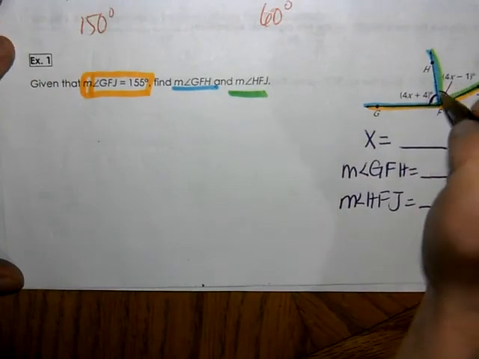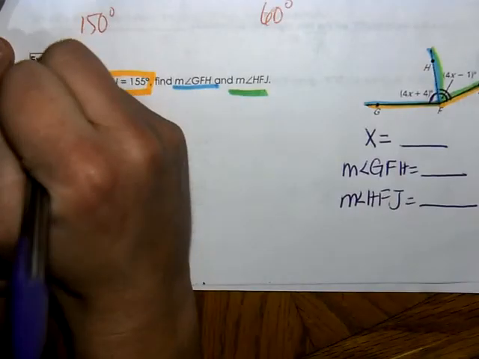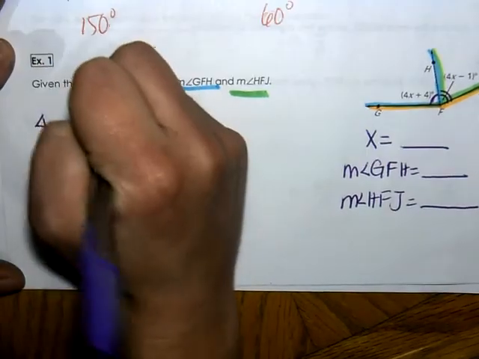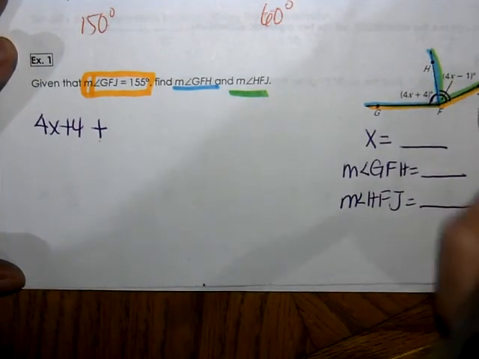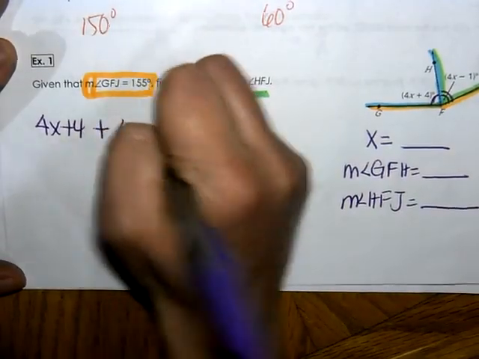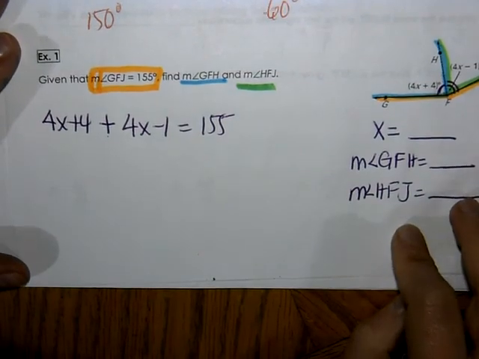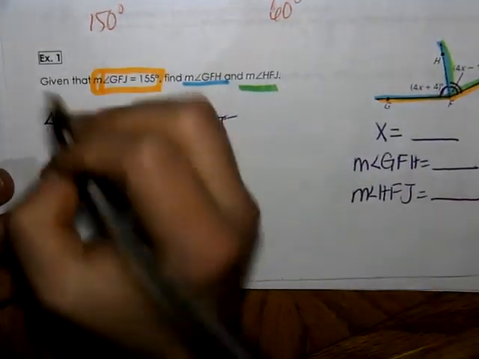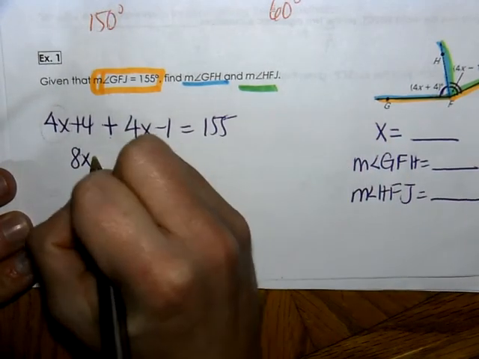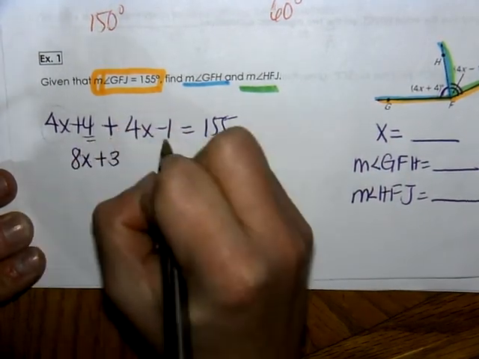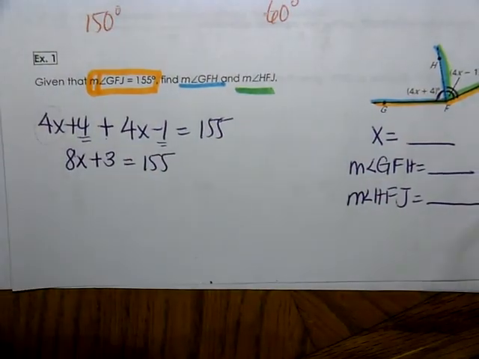So I'm going to say that since the measure of angle GFH is 4x plus 4, I'm going to add it to the measure of angle HFJ, which is 4x minus 1, and I'm going to set it equal to 155 degrees. Now I'm going to combine my like terms, so I end up with 8x plus 3, since 4 minus 1 is 3, is equal to 155.